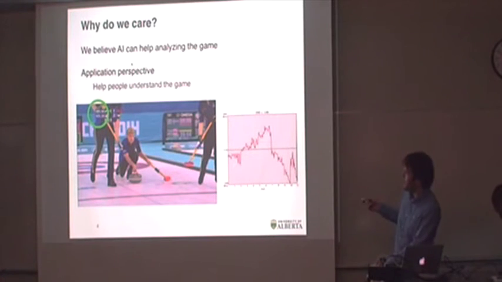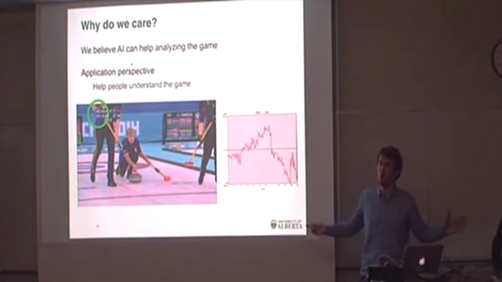And then you can make plots like this, where you have time, showing how the ends progress, so you can have it within the end or between the ends. At any point in the game, you can say what is the probability that they will win the whole game.